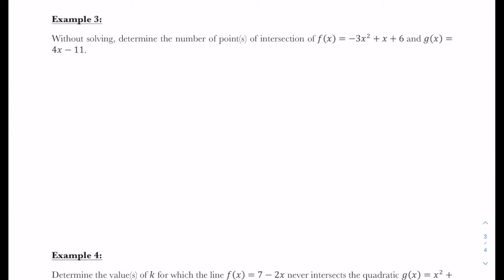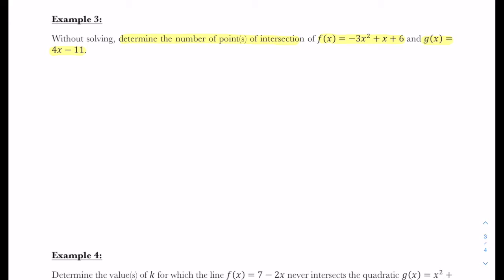Example 3 is a little different. Let's take a look. You're asked, without solving, determine the number of the points of intersection between the parabola f of x shown over here and the linear function g of x shown over here. So let's take a moment to think about what we're being asked to do. We're not asked what the points of intersection are, we're asked about the number of them.